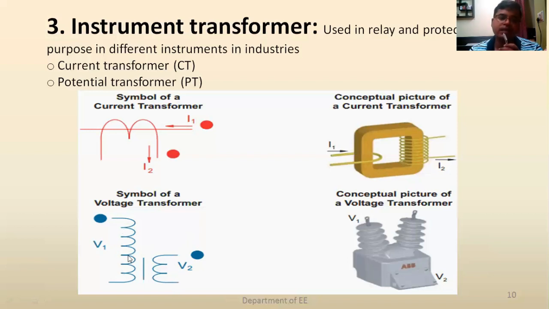Here the primary number of turns will be more and secondary will be very less. Okay, so in that ratio it steps down the voltage to a very low voltage level, right? So that we can measure it easily with the help of a voltmeter.